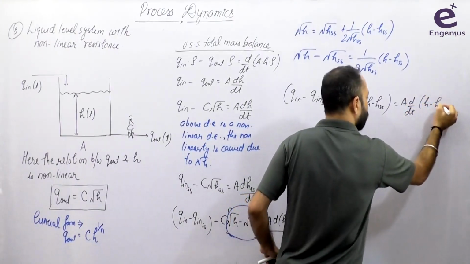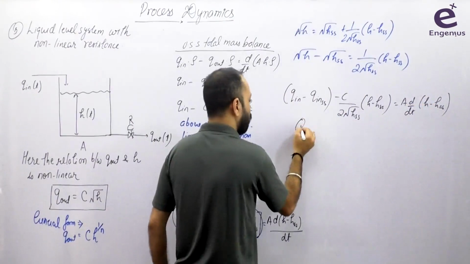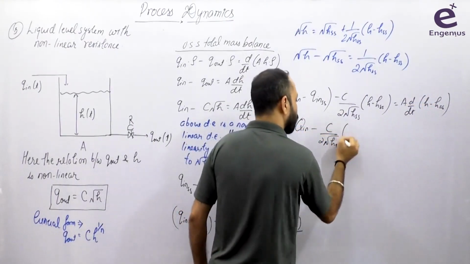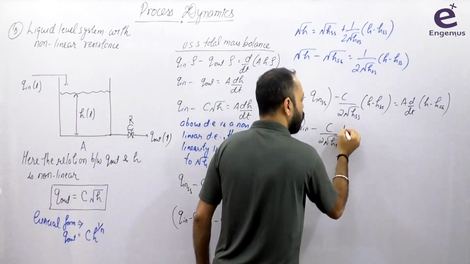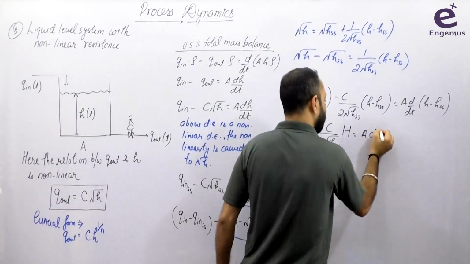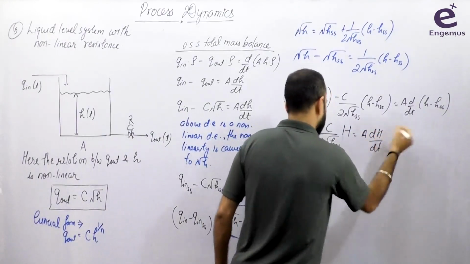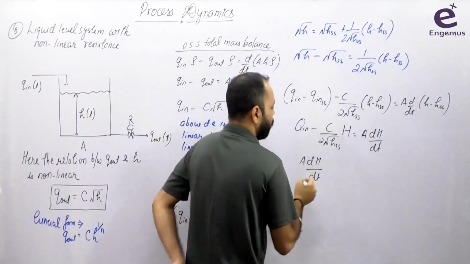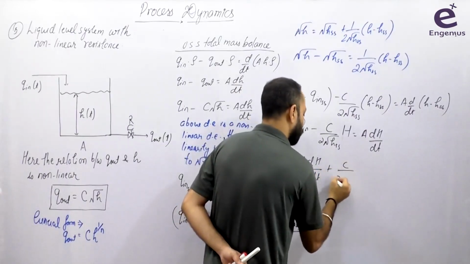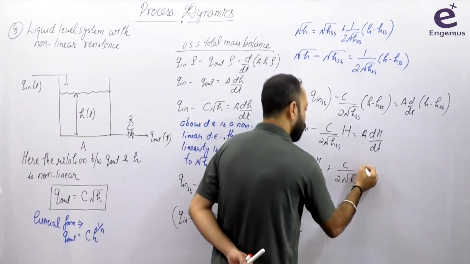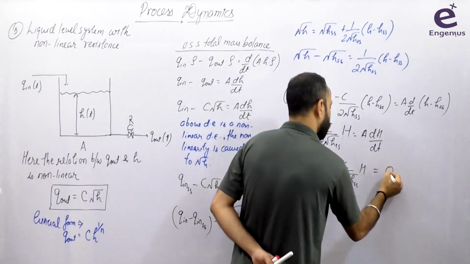फटाफट कर लो इसको. डेविएशन वेरिएबल क्या आ जाएगा? ये h. ओके, a dh by dt. स्टैंडर्ड फॉर्म में लिखते हैं a dh by dt प्लस c by 2 root hs, h is constant, not a problem here, प्लस is equal to qn.